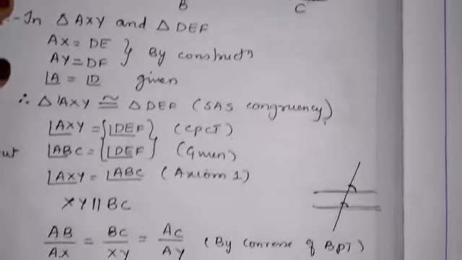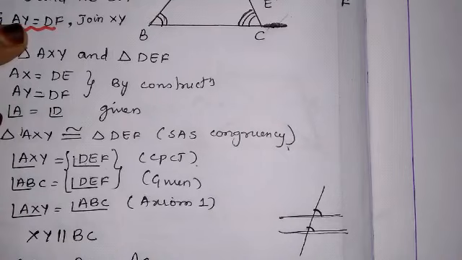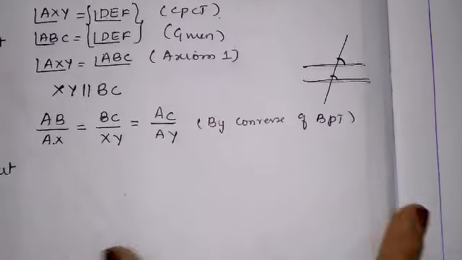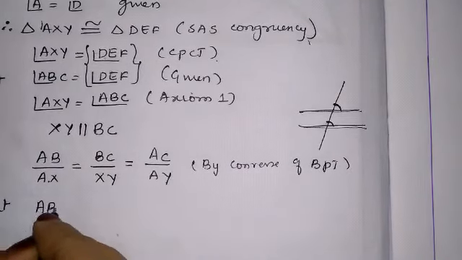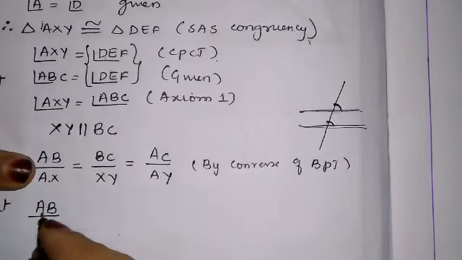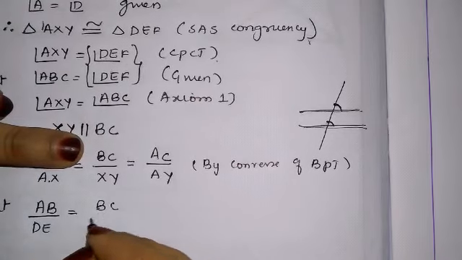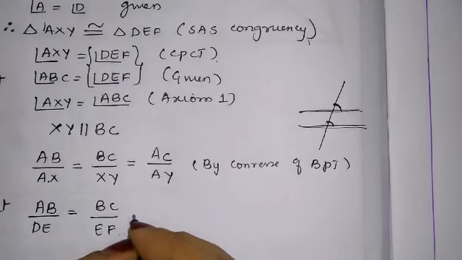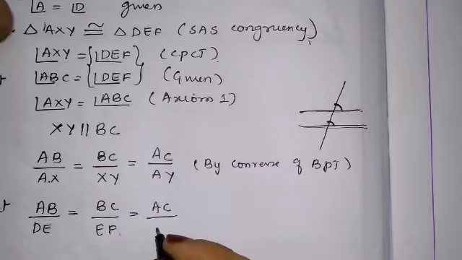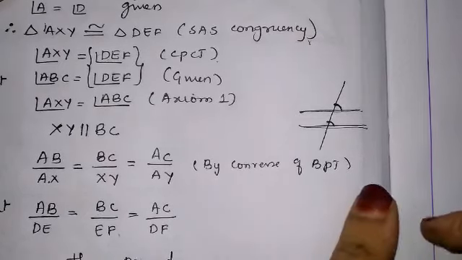AX is equal to DE. In AX place, I will write DE. And in AY place, I will write DF. And in XY place, I will write EF. So AB is equal to, in AX place, what we have to write? DE. And BC as it is. In XY place, I will write EF. And AC as it is. In AY place I will write DF. Hence, proved the theorem. What we wanted, that only we got.